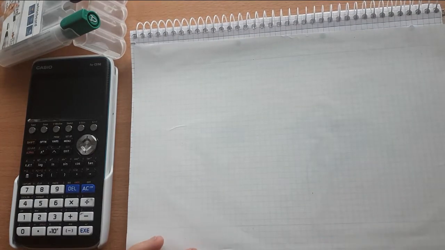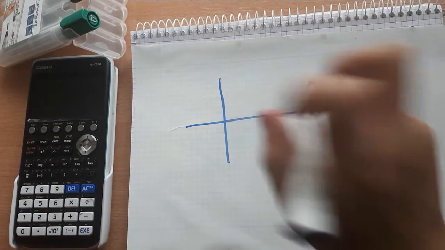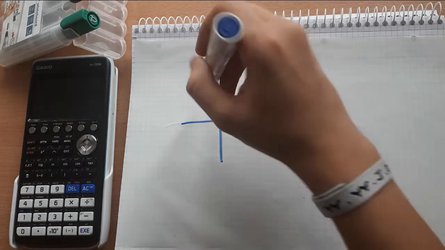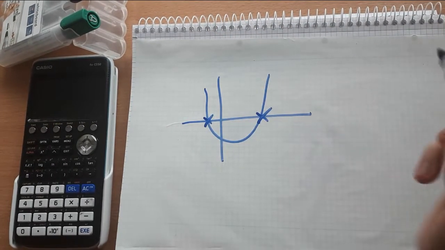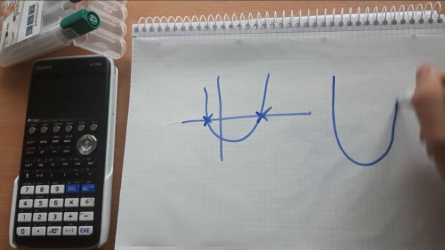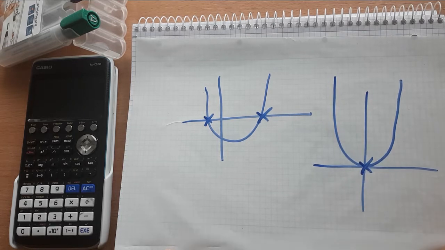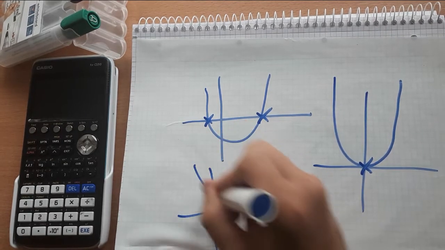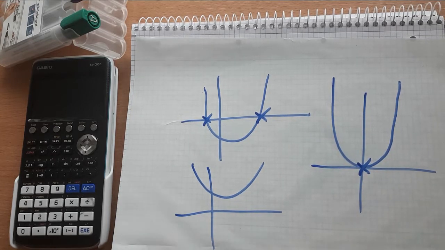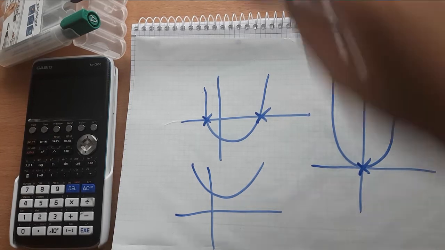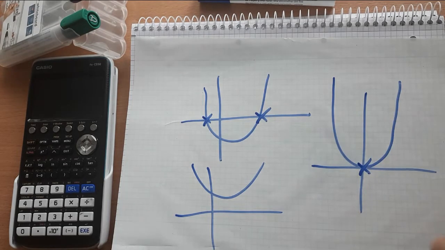So there are three different types of curves. Not different types, but three different ways curves can look. This one goes through the x-axis twice. This one goes through the x-axis once. And this one does not go through the x-axis at all. So the discriminant tells us how each one is going to look.